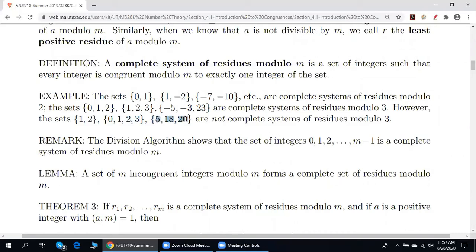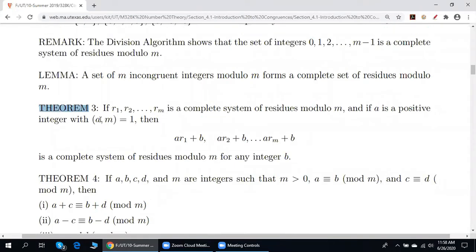Over here we have m. However, two numbers give the same remainder. 5 gives a remainder 2 when we divide 5 by 3, and 20 gives remainder 2 when we divide 20 by 3. So this is again not a complete system of residues modulo 3, despite the fact that over here we have 3 integers.